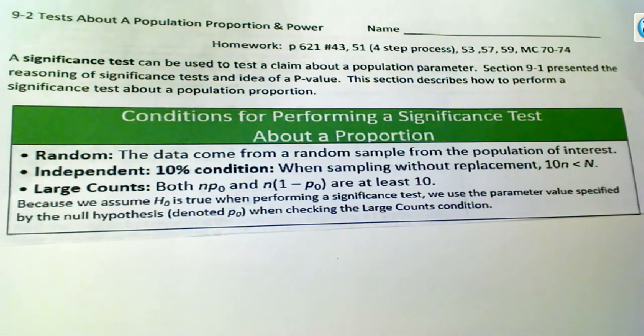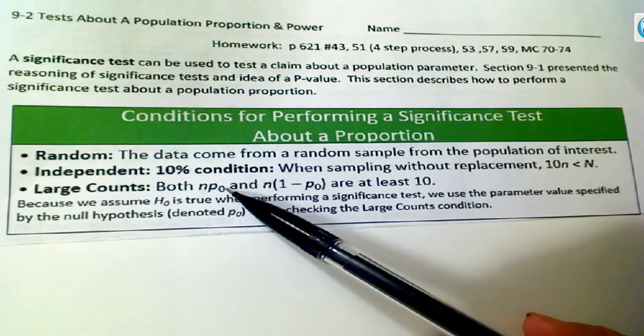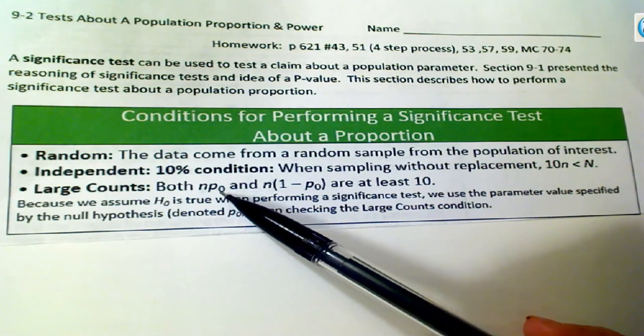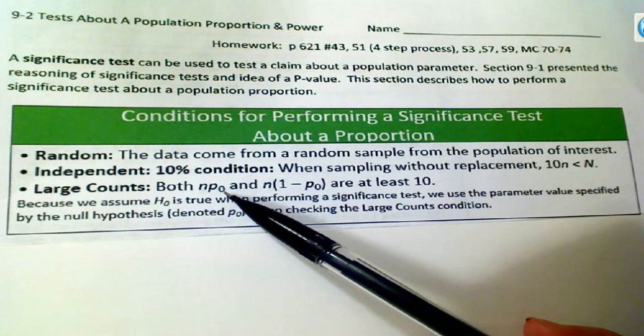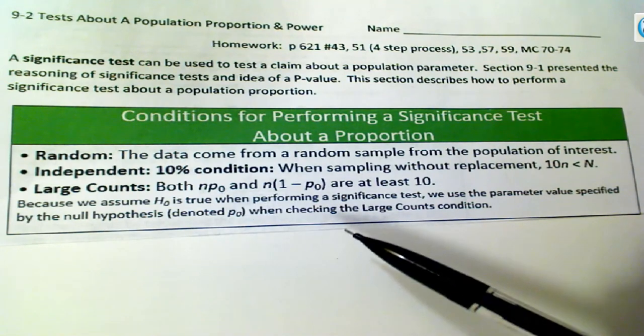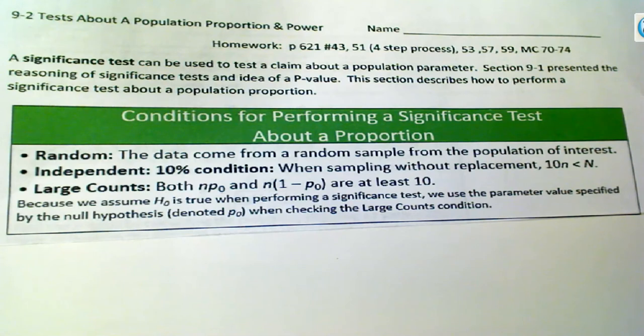You also want to check the large counts condition, showing that you have normal. Both n times p naught and n times 1 minus p naught are at least 10. The p naught is from the hypothesis statement, the H naught, or H sub 0. Because we assume the null hypothesis is true when performing a significance test, we use the parameter value specified by the null hypothesis, denoted p naught, when checking the large counts condition.